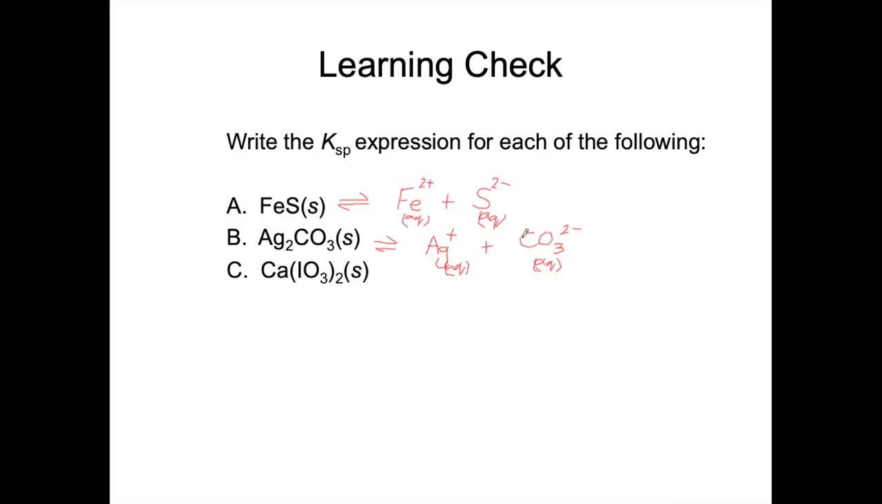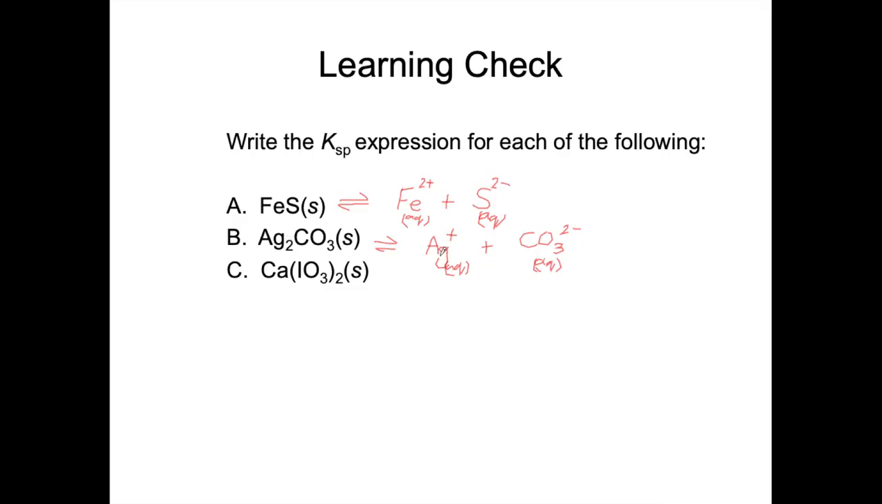Now, this is not balanced. I don't know if you've noticed that. You can tell it's not balanced because this is a +1 charge and that's a 2- charge. And you can see that in the formula of silver carbonate. There are 2 silver ions for every 1 carbonate. Now remember, that 2 is not part of the formula of a silver ion.